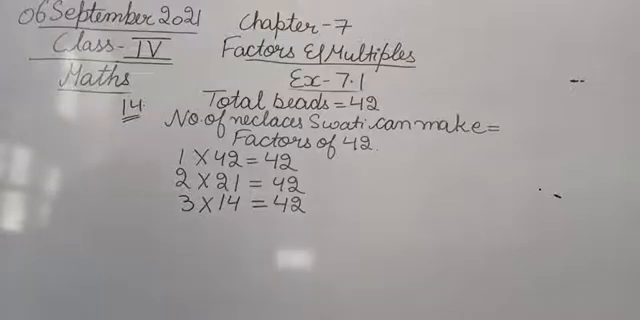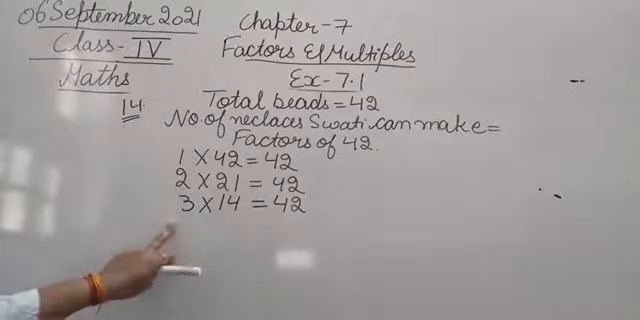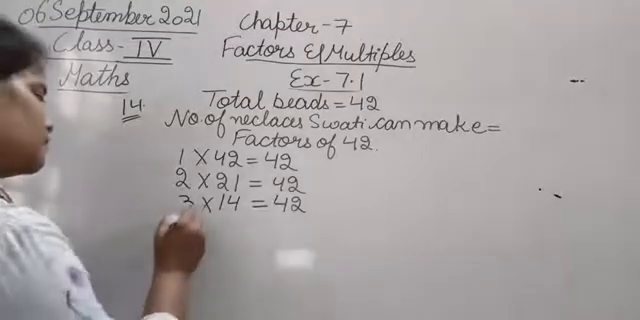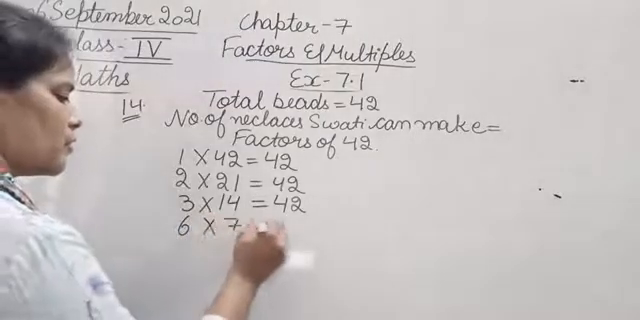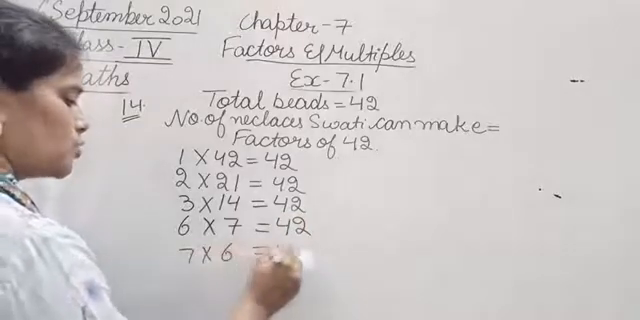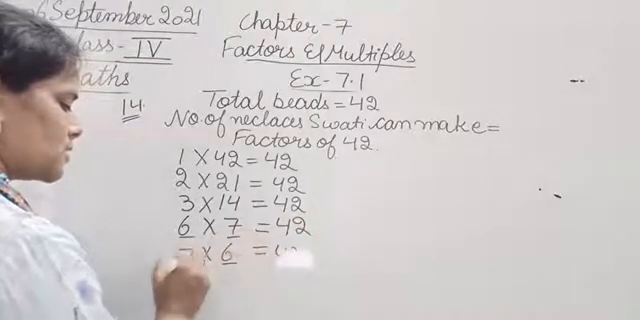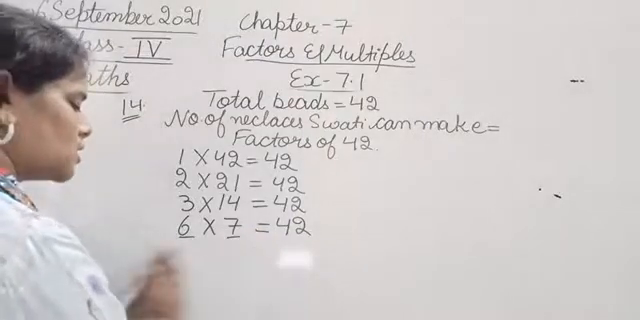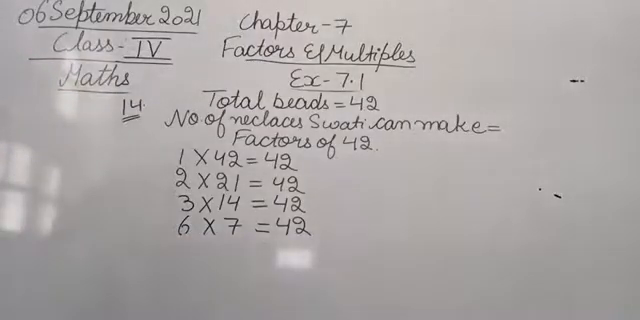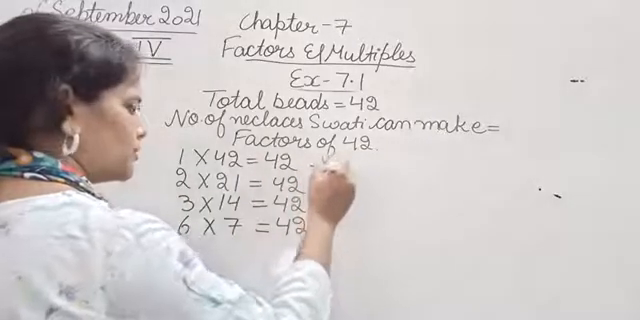Next, 5: 42 does not come in the table of 5. Then moving to 6. Yes, 6 sevens are 42. 7 sixes are 42. Again 7 6, 6 7, so that means there is no use of this, so you simplify: 6 sevens are 42. Any other left? Think. No, there is no other factor. So from this you can calculate the factors.